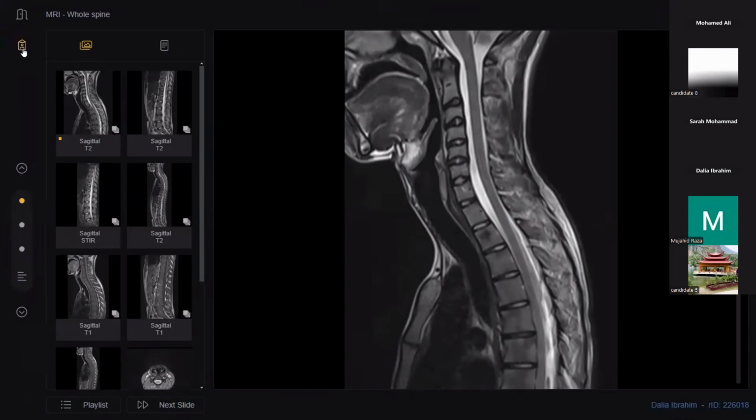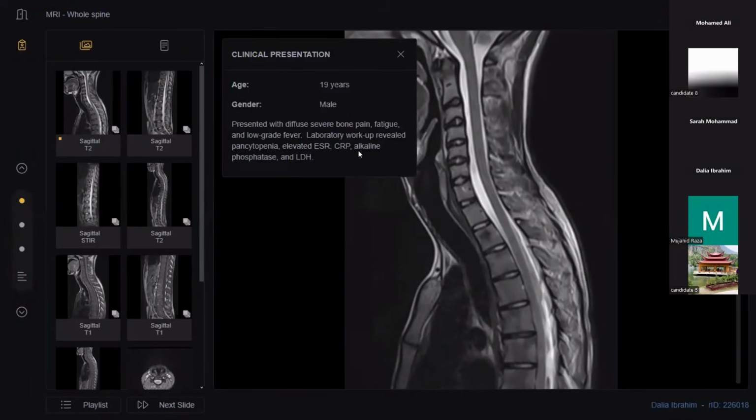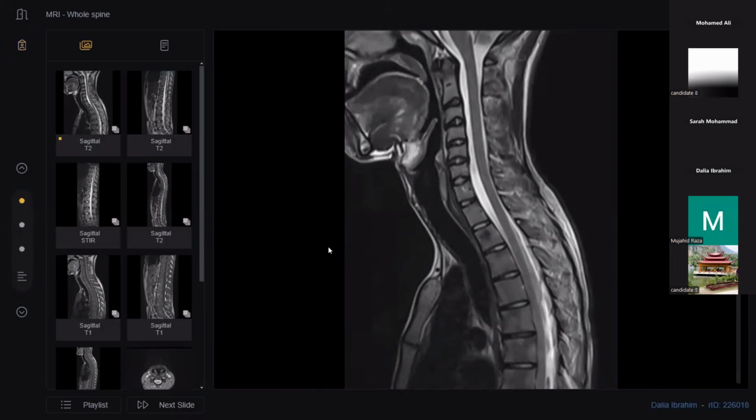Okay. I will start with the history. He was a 19 years old male. He presented with diffuse severe bone pain, fatigue, low-grade fever. Laboratory workup revealed pancytopenia, elevated ESR, CRP, alkaline phosphatase, and LDH. The history is very important in this case. Okay. Diffuse pain and lab changes. Low-grade fever, pancytopenia. Those are the most important 3 clinical findings and laboratory workup.